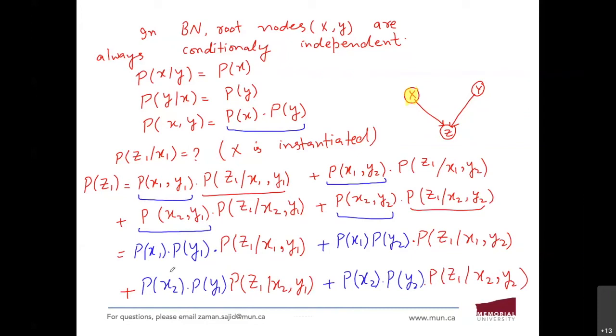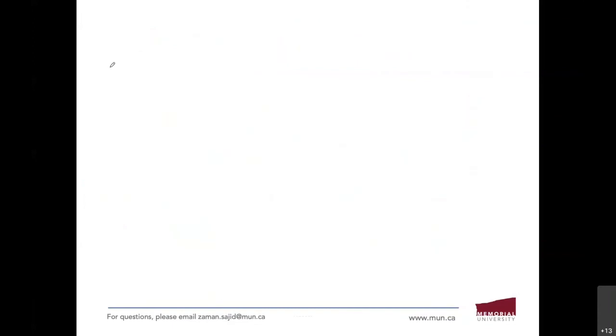Folks, I need to go to the next slide. Now, once you plug in these values, you will get your answer as P of Z1 turns out to be 0.572.